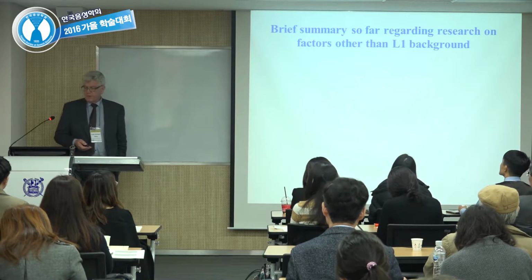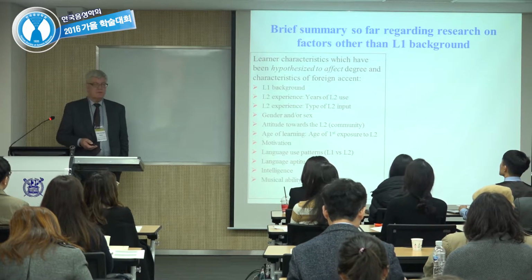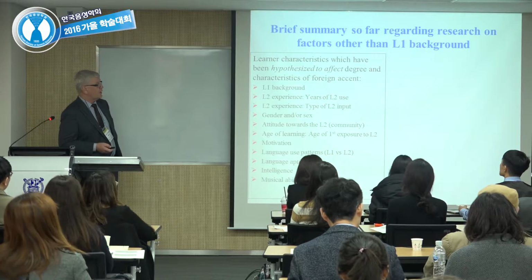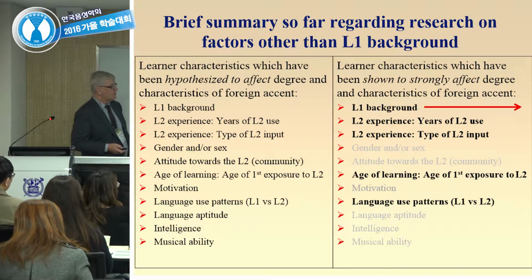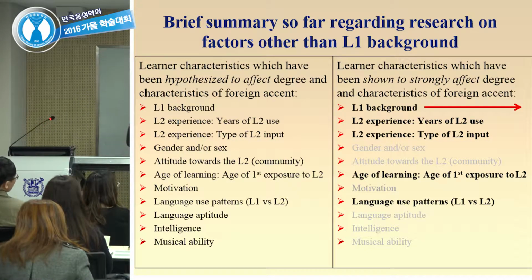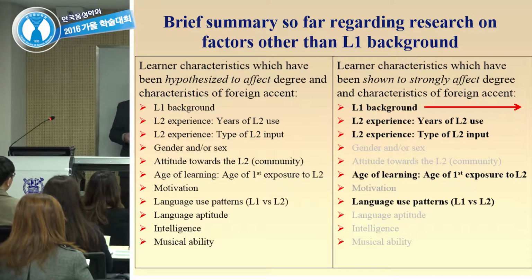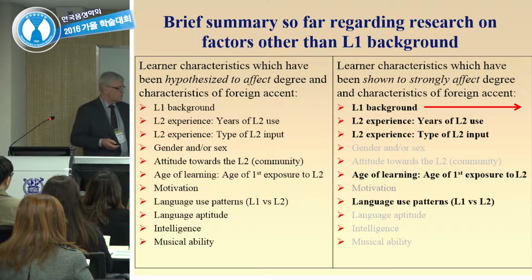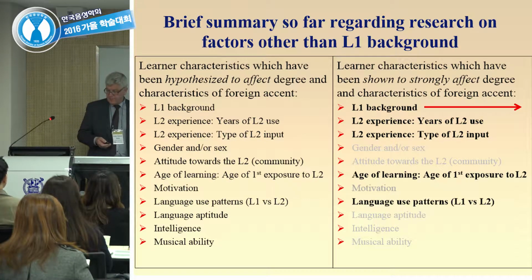So, a very brief summary so far regarding research on factors other than first language background. Here you see learner characteristics that have been hypothesized to affect degree and characteristic of foreign accent. And here are the ones that have been shown to strongly affect degree and characteristics of foreign accent: first language background, second language experience in terms of years of L2 use, in terms of type of L2 input, age of learning, of course, and language use patterns. And all the other ones I shaded because there are no studies of naturalistic second language speech that show that these are really strongly influential with regard to second language learning success, as far as speech is concerned.